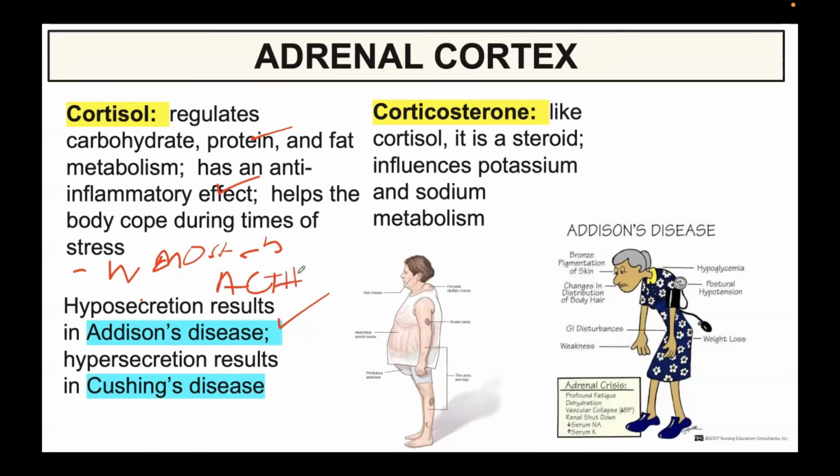Again, cortisol is responsible for the regulation or metabolism of carbohydrate, fat, and protein, like what we've mentioned. It has an anti-inflammatory effect. It is the most abundant corticosteroid hormone, and it is mainly regulated by ACTH.